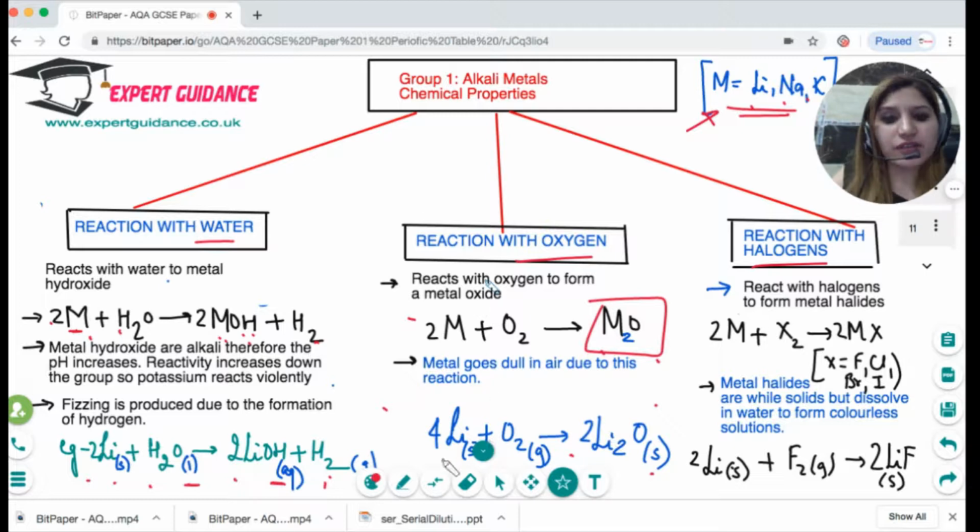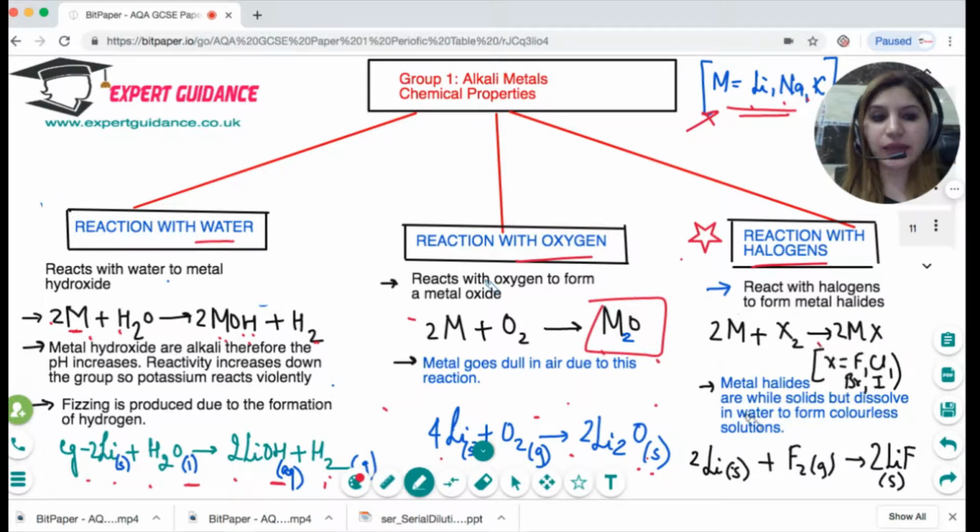So lithium, which is a solid, reacts with oxygen, which is a gas, and it forms 2Li2O, which is a solid. Okay, and when we react it with halogens, you get the metal halides. So like lithium with fluorine, remember halogens will be in the form of diatomic molecule, and it gives lithium fluoride, which is a solid.